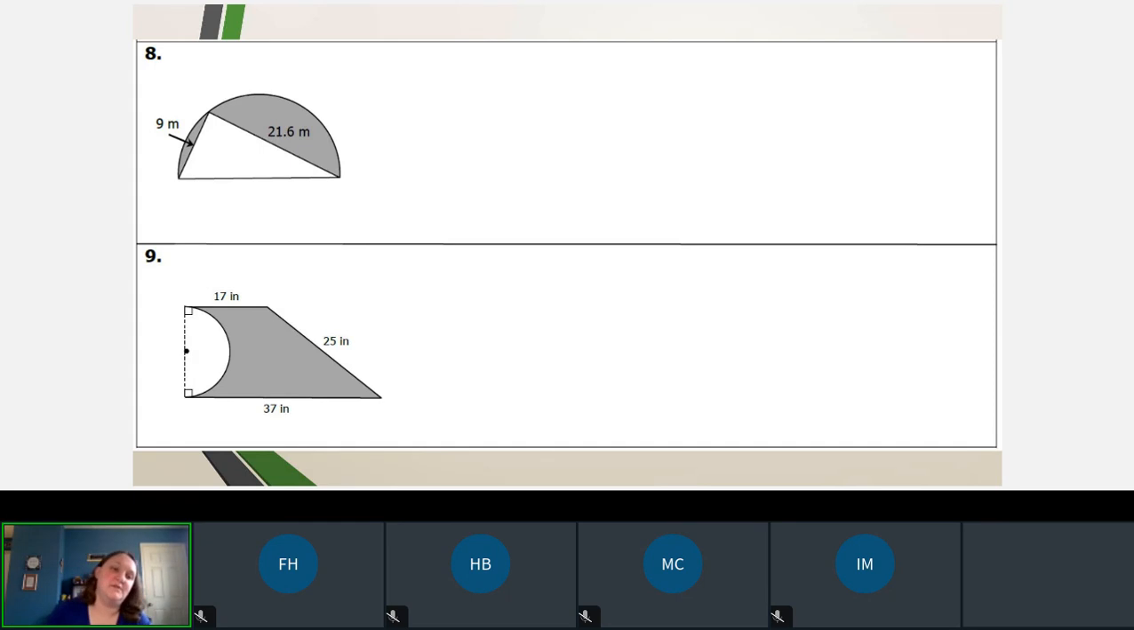All right, number 8. I see a semicircle, so I'm going to need to find the area of that. Hopefully you can read my writing there. And I see a triangle, so I'm going to find the area of that. So to find the shaded part, we're going to subtract the triangle from the semicircle.